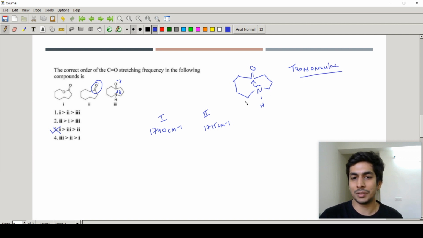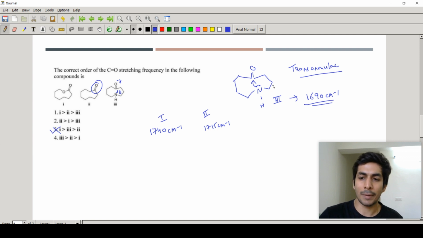In summary, what I would suggest is that it acts as an amide bond. The amide bond has a stretching frequency of roughly up to 1650, but generally we say it is around 1690 centimeter inverse. It could be lower also. For this molecule, I think it is around 1690 centimeter inverse. So basically it acts like an amide bond.